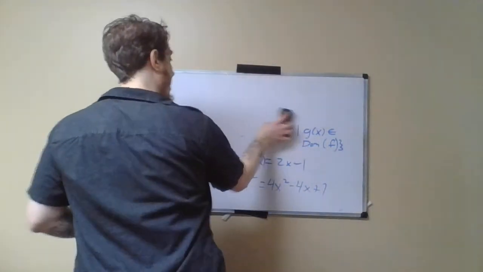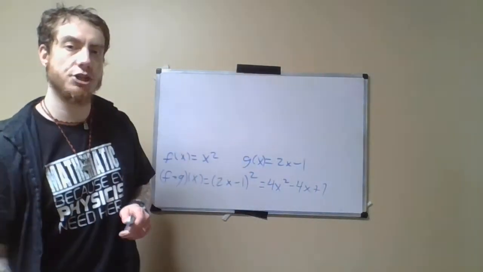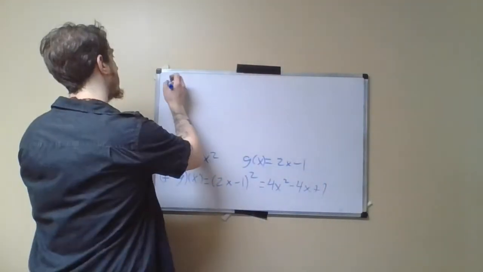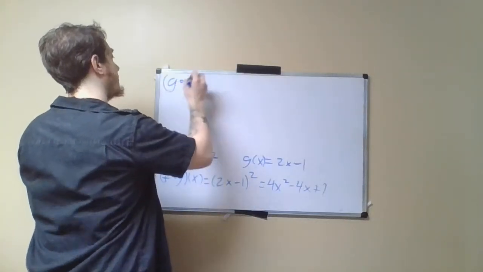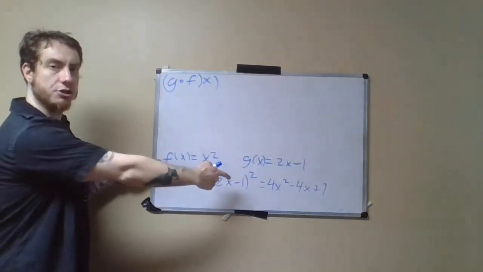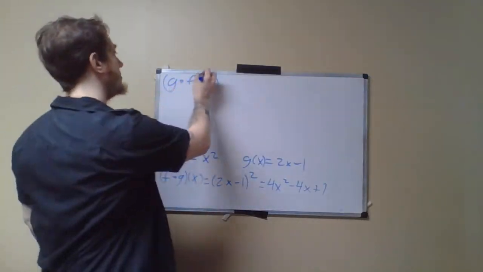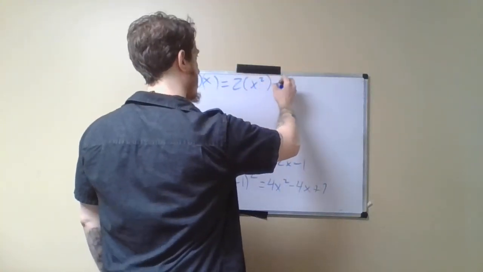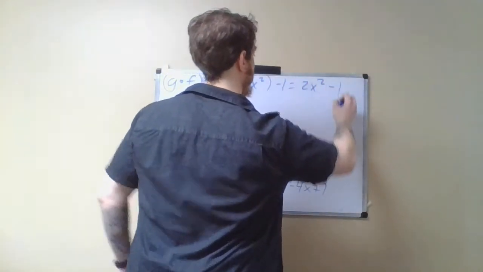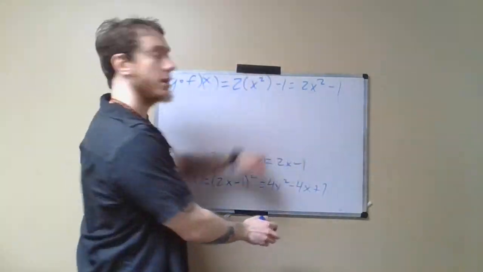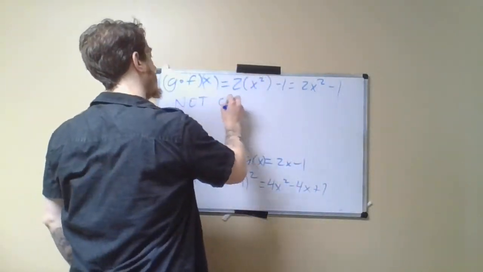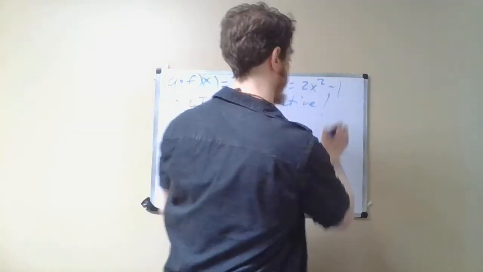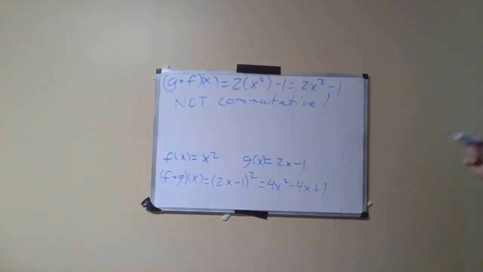Now, one thing to notice about composition, unlike addition and multiplication, composition is not commutative. You cannot flip the order here. So g composed with f, I'm going to use the same f and g, but if I do the opposite order of composition, this would be 2 times x squared minus 1. That's just 2x squared minus 1. These are obviously very different. So that means that this is not a commutative operation. And that's a really important fact about composition.